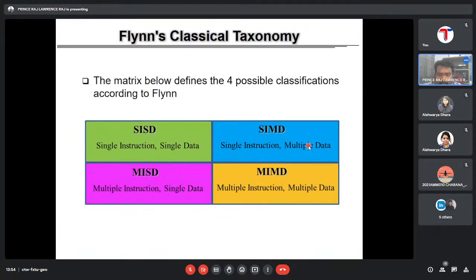Multiple data means the data, or else the calculations done by the processors, will be different, but the program is going to be the same. For instance, if a program says c equal to a plus b, the same c equal to a plus b will be used to solve, but the data will be different. Maybe a will be different, b will be different for each and every processor.